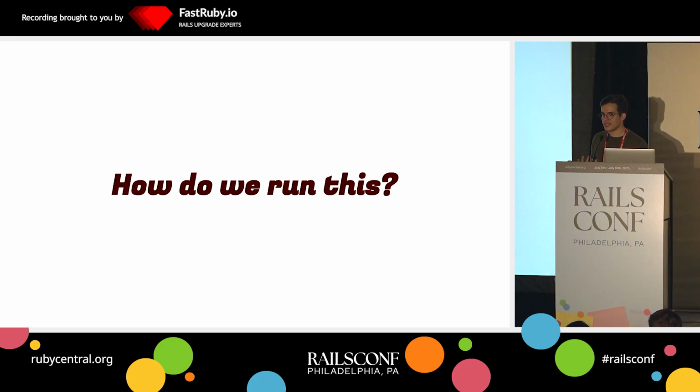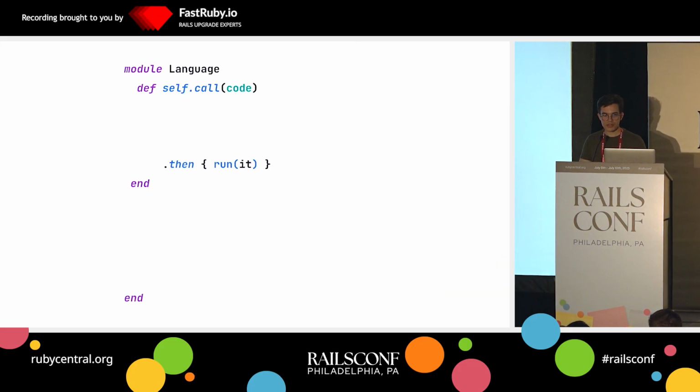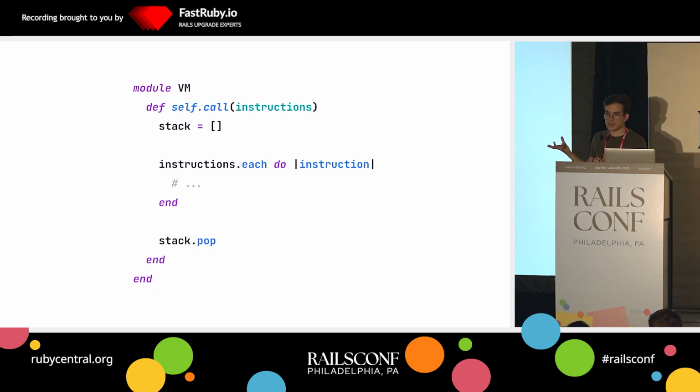But how do we run this now? Like I said, we'll use a virtual machine. And like Ruby, we'll use a stack-based virtual machine. So after compiling the code, we'll run it, and we'll call this VM. So the VM receives the instructions, and like I said, it's a stack-based VM, so we initialize a stack. Ruby doesn't have a stack data structure, but we can use just an array. We do some work with the instructions, and the last step would be popping the last value from the stack, returning that. Let's check the middle bit.